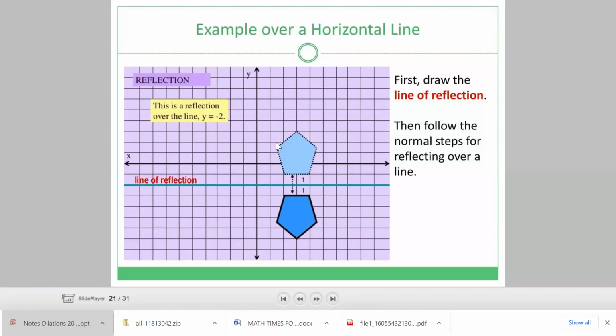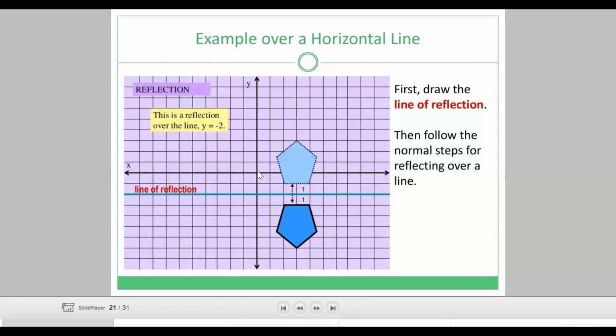Why? Because the mirror line passes through -2 on the y-axis. Very good. All right, so that is what reflection is all about, guys. Saying it's a reflection, and naming the mirror line.